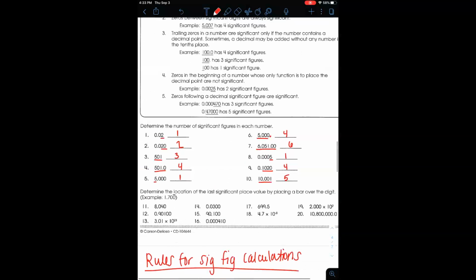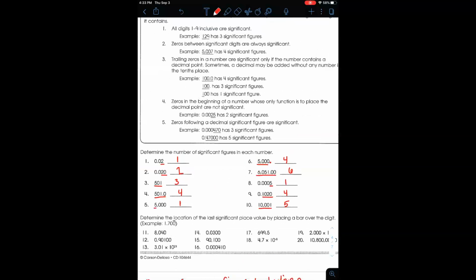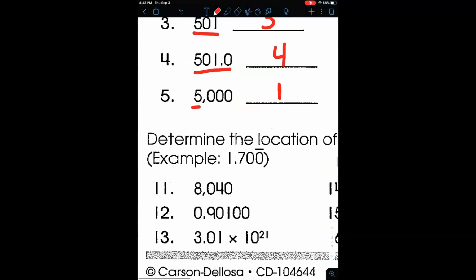Okay, so then for this next one here, we're going to determine the location of the last significant place by placing a bar over that digit. So if I go down here, 8,040, this 4 is the last significant digit. That last 0 is a placeholder, so it is there by necessity, not by choice. Now 0.90100, those last 2 zeros are there by choice, so that makes that last 0 the last significant digit.